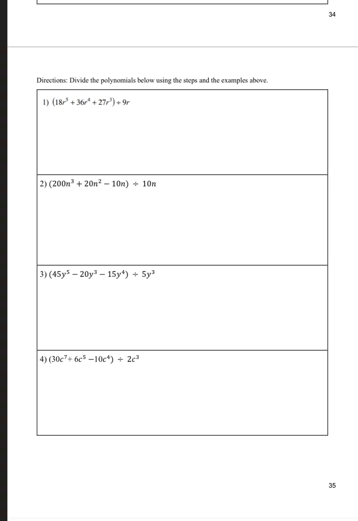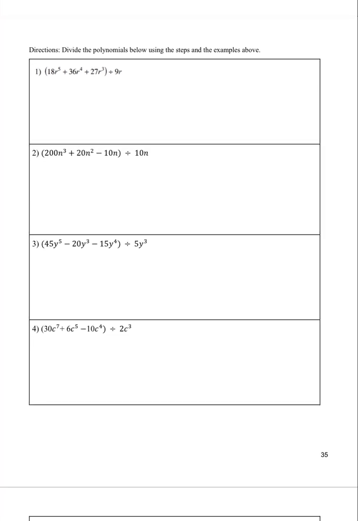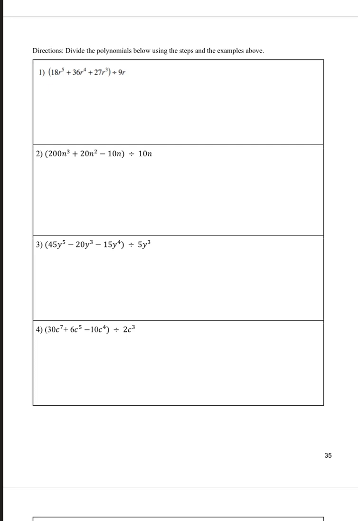All right, so now we have a few more examples of doing the exact same thing. We have our polynomials, and we're dividing them by a monomial expression. So again, you can write it and break it up. You don't have to, that is just an option that you have. So here I'm dividing 18r to the 5th by 9r. 18 divided by 9 is 2. r to the 5th divided by r gives you r to the 4th.